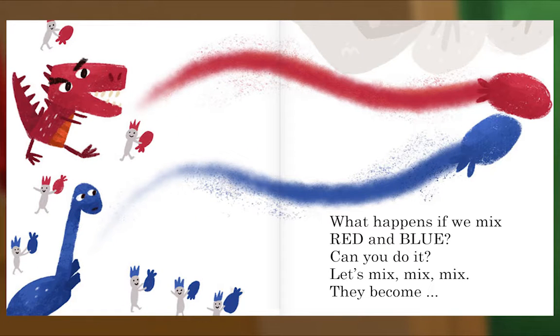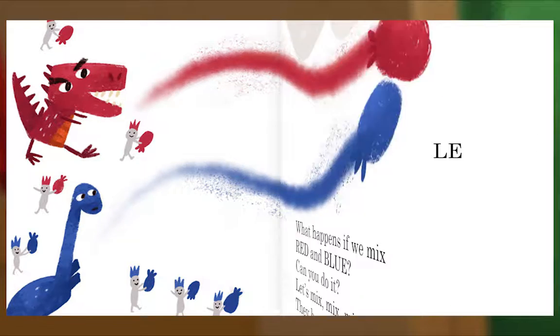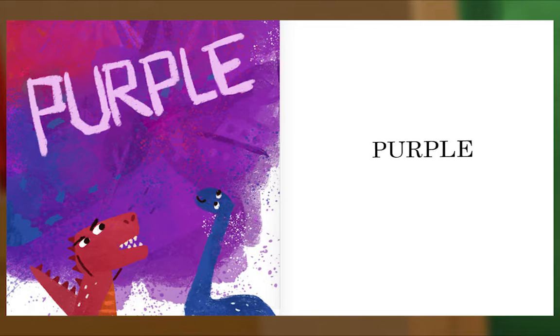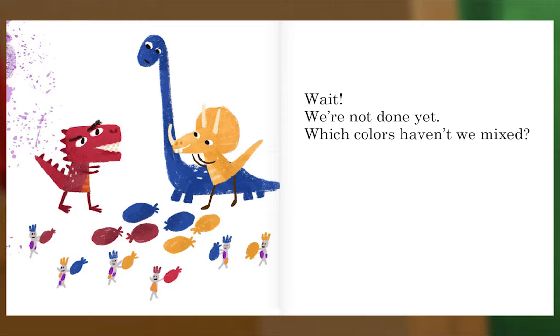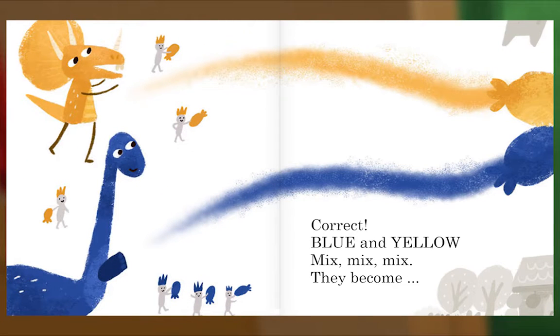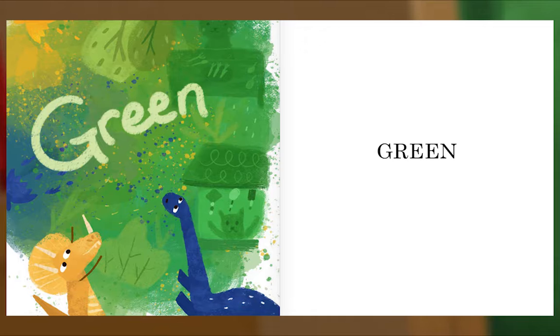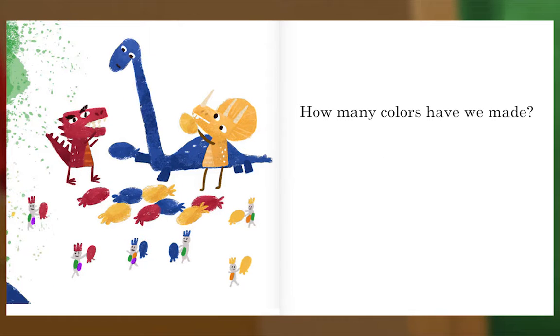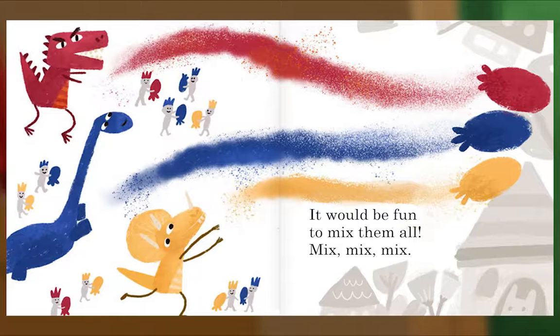What happens if we mix red and blue? Can you do it? Let's mix, mix, mix. They become purple. Wait, we're not done yet. Which colors haven't we mixed? Blue! Yellow! Correct. Blue and yellow. Mix, mix, mix. They become green. How many colors have we made? It would be fun to mix them all. Mix, mix, mix.